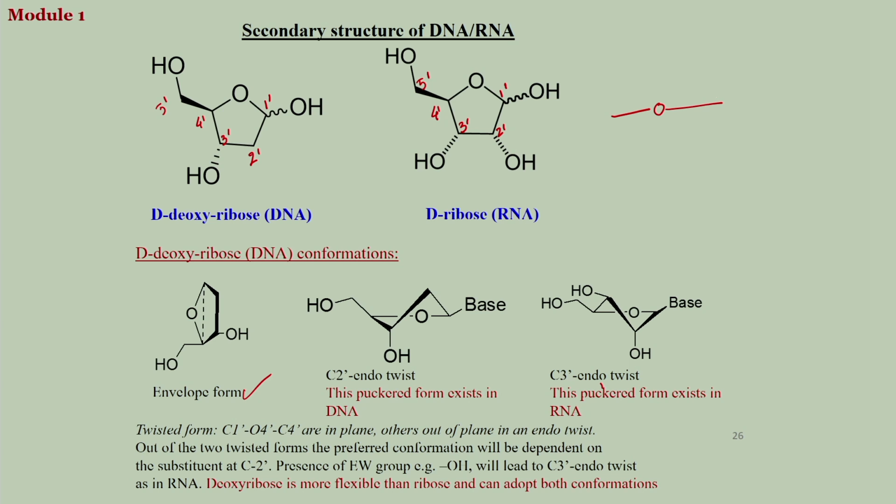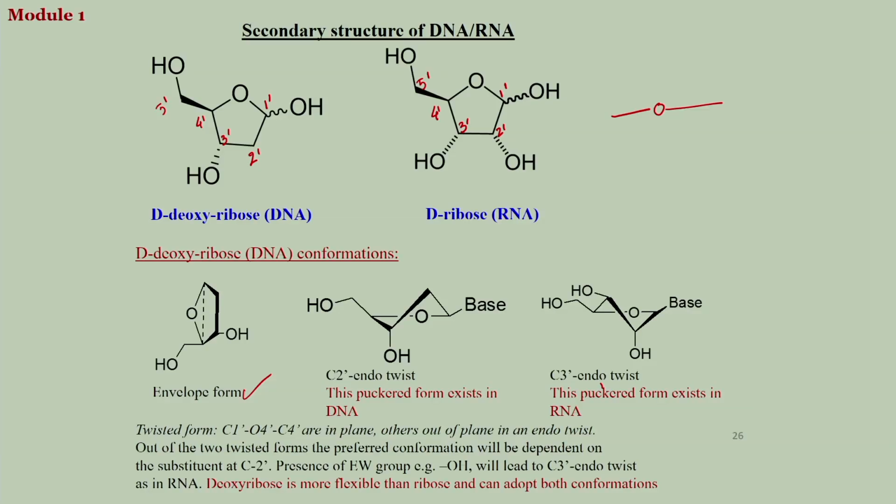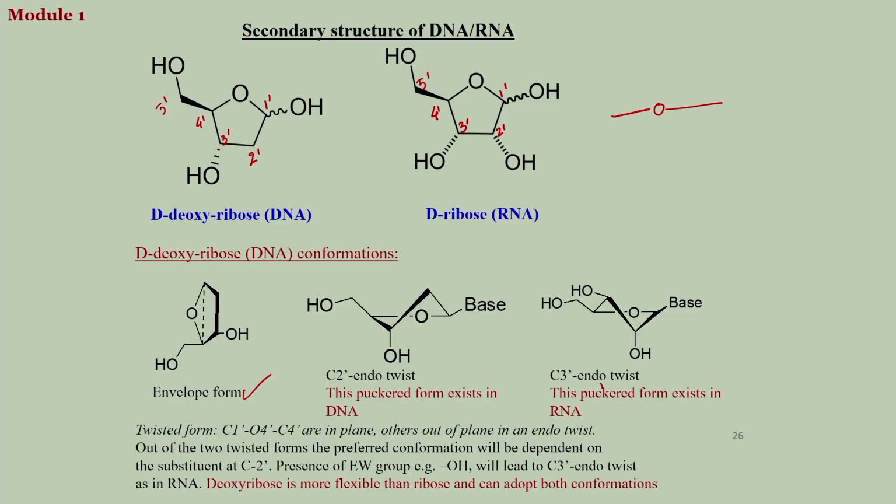So, when you draw this as a pucker conformation, you can twist around the 2 prime and 3 prime position. You can keep the plane 1 prime oxygen, 4 prime, 5 prime ready in one segment, and then twist the 2 prime and 3 prime bond, and that twisting will give you different conformations. So, one is that if I twist it at the 2 prime end, it will look like this.